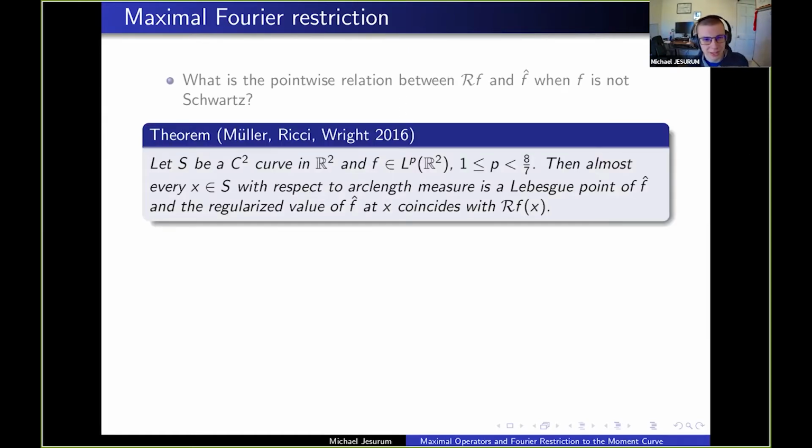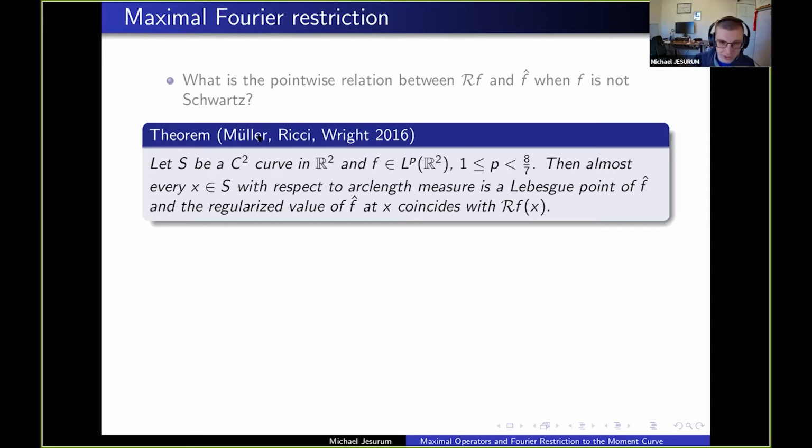It took a while to actually formulate this question in the best way, but Müller-Ritchie-Wright in 2016 proved that on a C^2 curve, at least in 2 dimensions, and for p going up to 8/7, which is not quite the Drury range, but we'll get there, one pointwise sense that you can talk about is: almost every x on the curve with respect to the arc length measure is a Lebesgue point of f hat. And then that regularized value is the same as Rf of x.